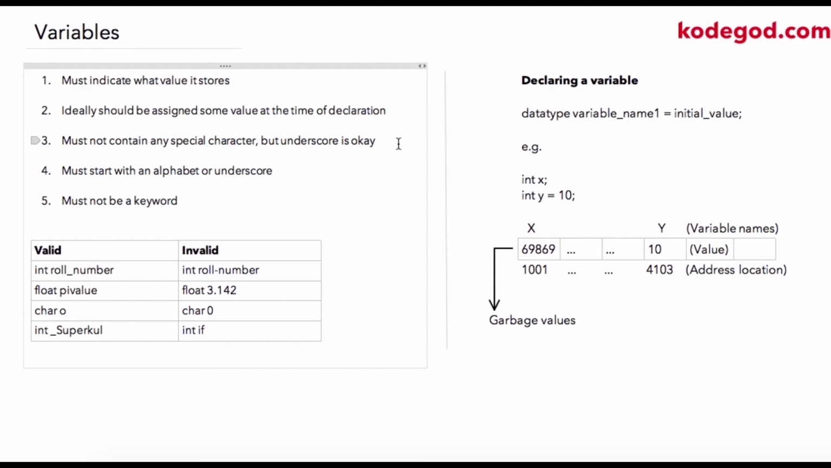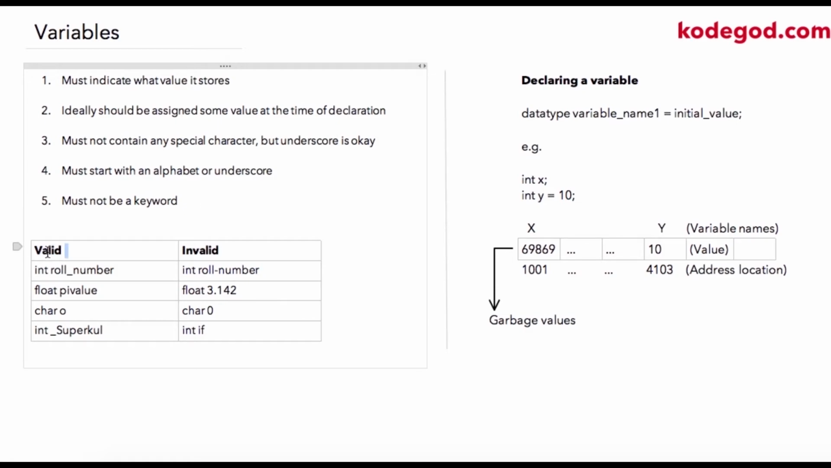Variables should not contain any special character, but can contain an underscore. Variables must start with an alphabet or underscore, and a variable must not be a keyword. As we have seen in the earlier lecture, int, float, char are used as data types in C. So obviously you cannot have a variable name as int, float or char. These are all special keywords which cannot be used as variable names.